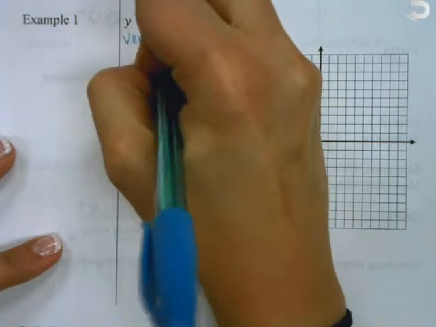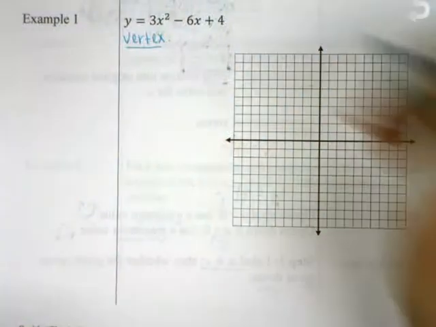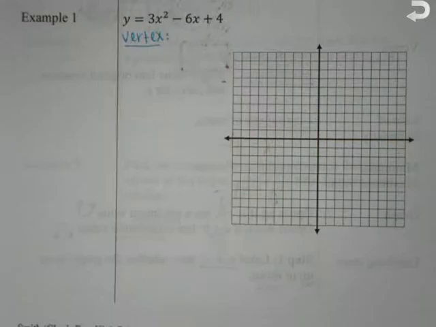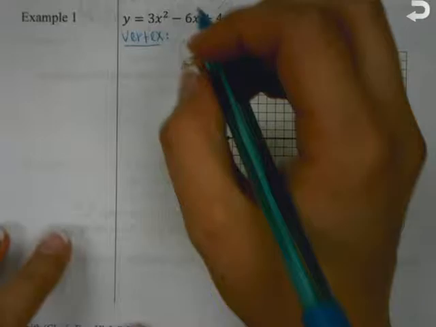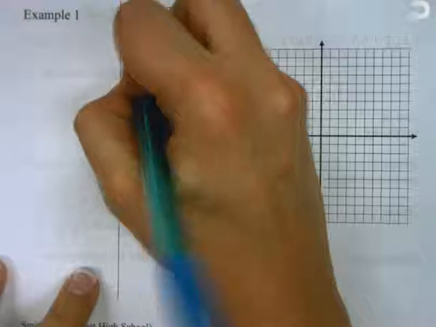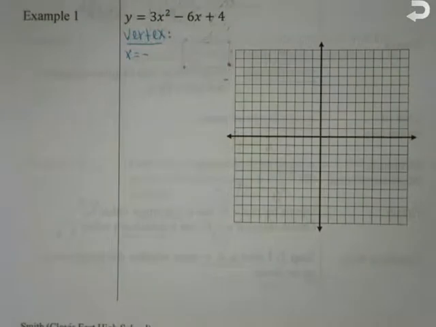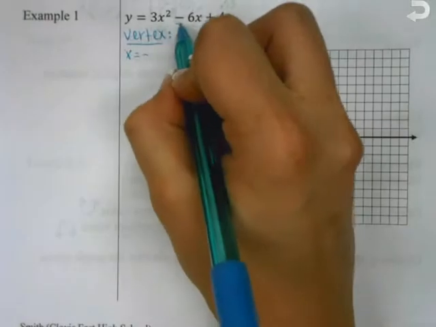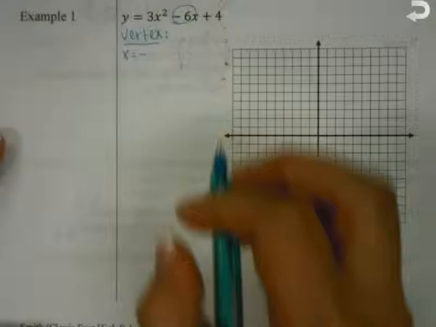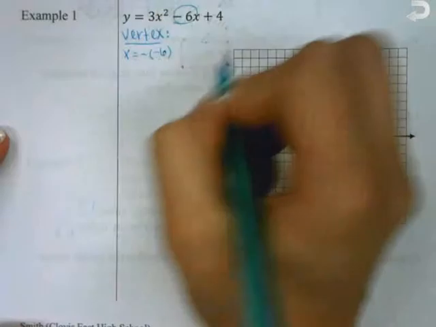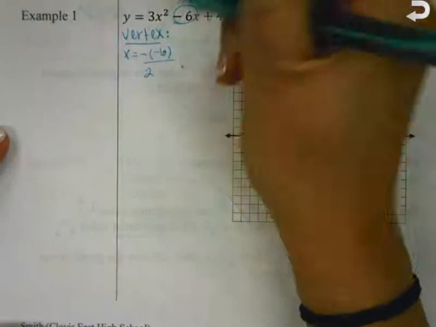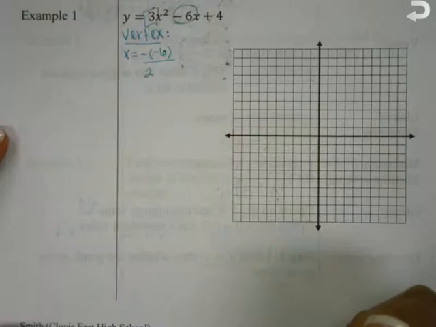Alright, so to find the vertex, we first have to find x. What is the formula for x? Perfect, negative b over 2a. So, x equals negative b. What's b? Negative 6. So we have negative 6 over 2 times a, which is 3. So a is the first coefficient, b is the second. Okay, so over 2 times 3.